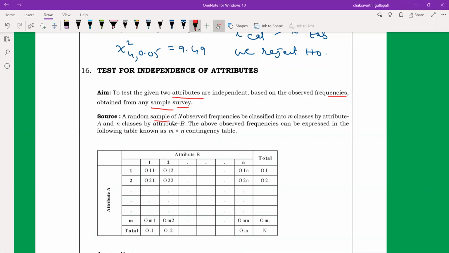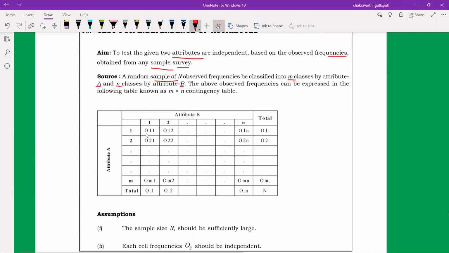A random sample of capital N observed frequencies be classified into M classes by attribute A. A is the particular attribute. N classes by attribute B. In attribute A, there are M classes, M classifications. In attribute B, there are N classifications, and form an M by N contingency table. This is the M by N contingency table. Now A has M classes, B has N classes.